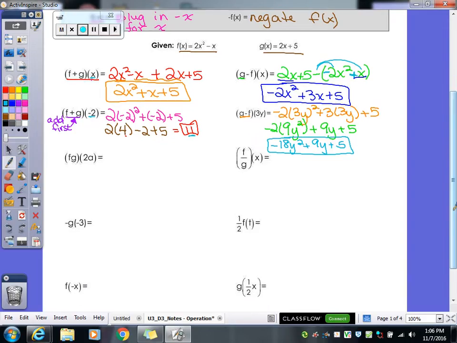Okay, this next one, what's it telling us to do first? Multiply. I got to do f times g. So 2x squared minus x times 2x plus 5. Nope, right here. Fg, that's multiply.